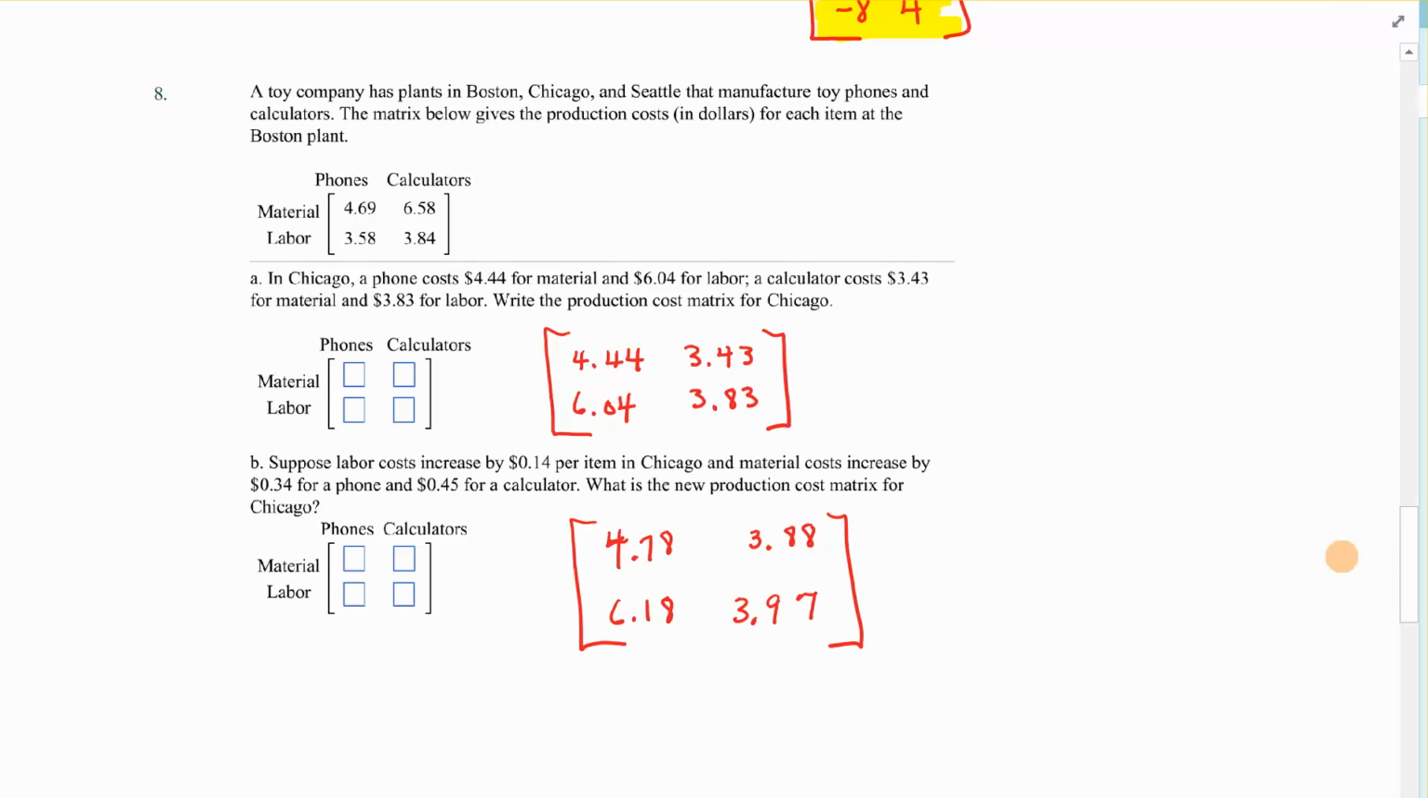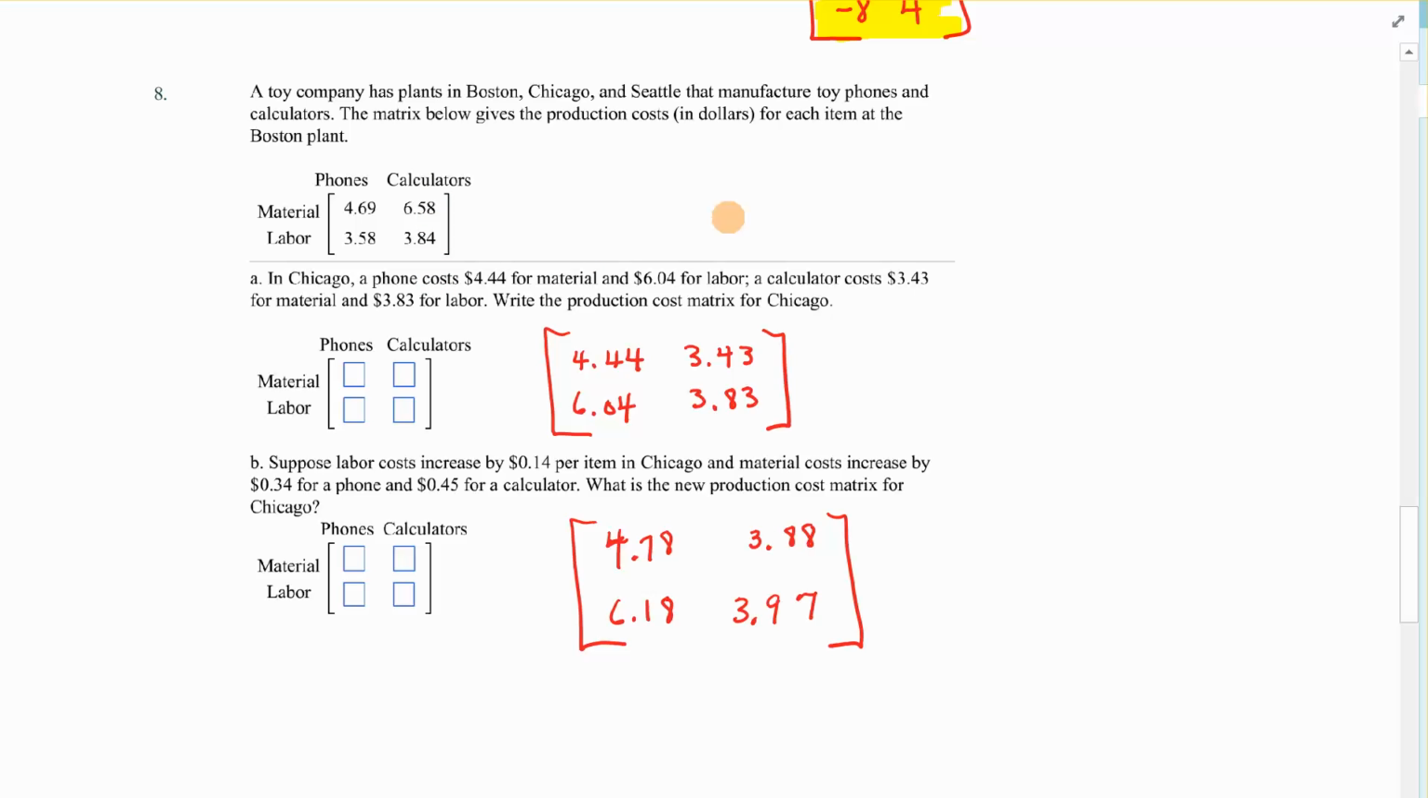Number 8. A toy company has plants in Boston, Chicago, and Seattle that manufacture toy phones and calculators. The matrix gives the production cost in dollars for each item. So it costs $4.69 in material and $3.58 in labor to make a phone, and $6.58 and $3.84 for calculators.